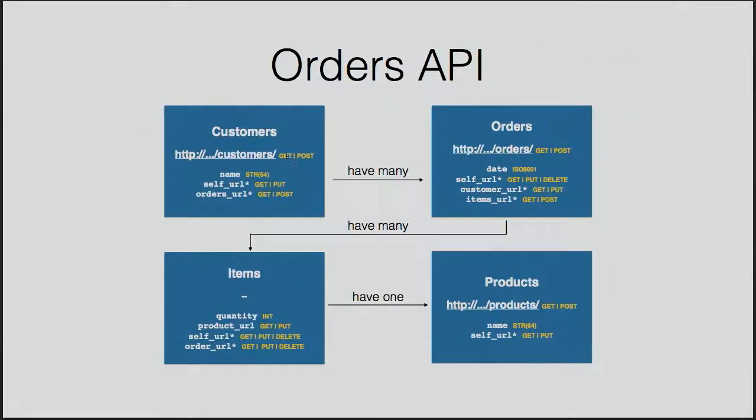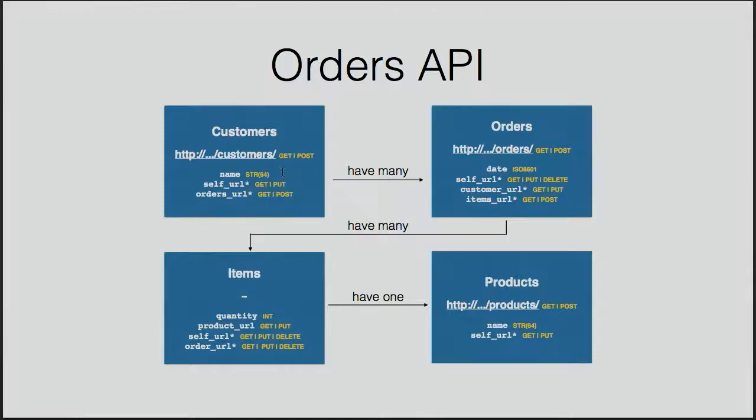Now, if you can see here, in yellow, I indicated GET and POST next to the customer's URL. That means that this URL will take GET and POST requests, but no others. As I said before, GET is to obtain information. POST is used to create new items. So when you send a POST request to a collection URL, like the collection of customers that we have here, we will be creating a new customer.